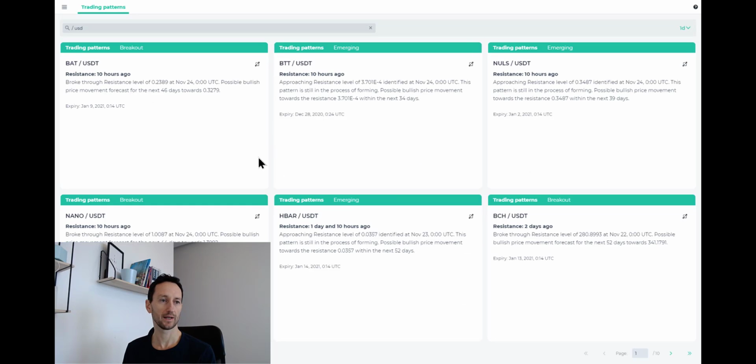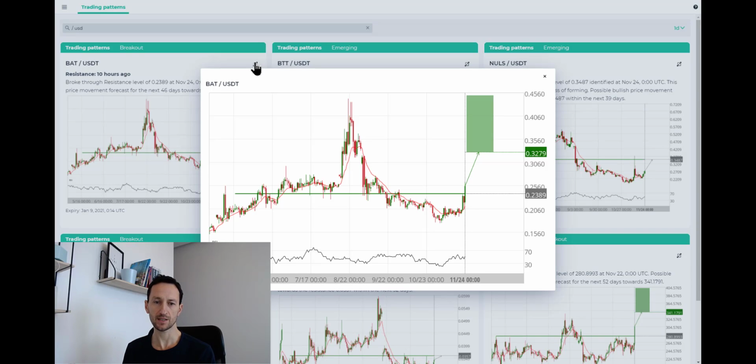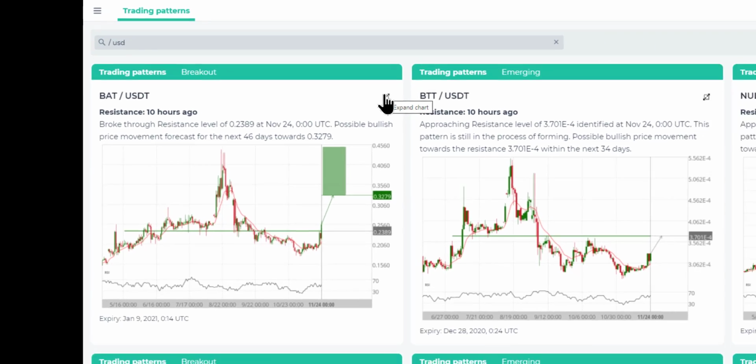But let's look at one that hasn't quite played out yet. One that comes out from just 10 hours ago is BAT, which is Basic Attention Token, trading against the US dollar proxy Tether. Let's take a look at this signal here. Like I said, it was issued just 10 hours ago. It says here that it broke through the resistance level of 23-24 cents, and it is anticipating a bullish price movement in the next 46 days all the way to about 33 cents. So that would be about a 50% move over the next 46 days or sooner.